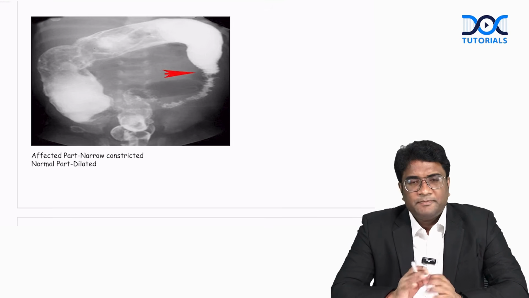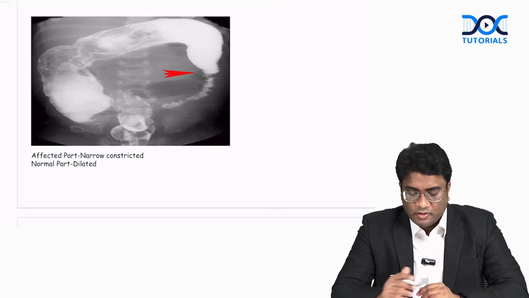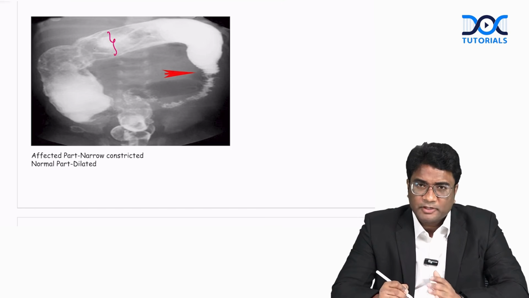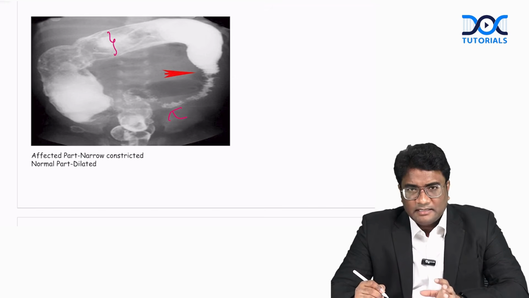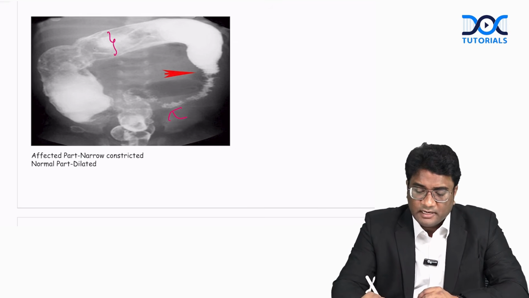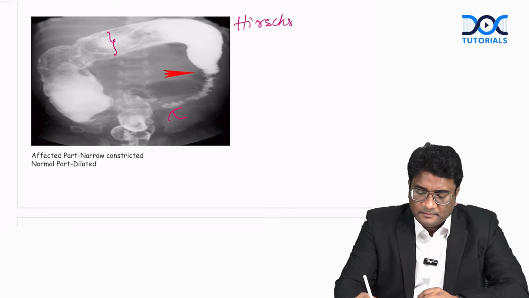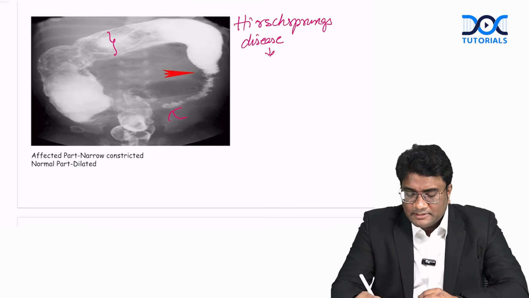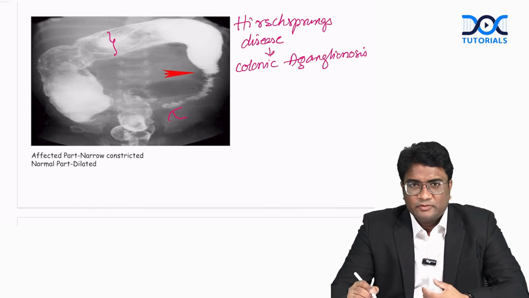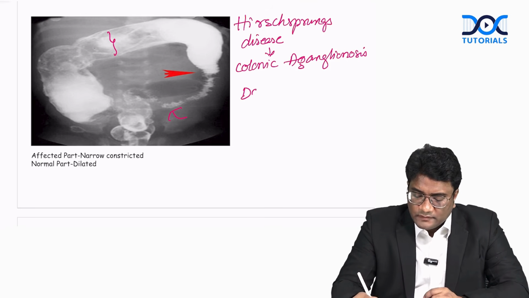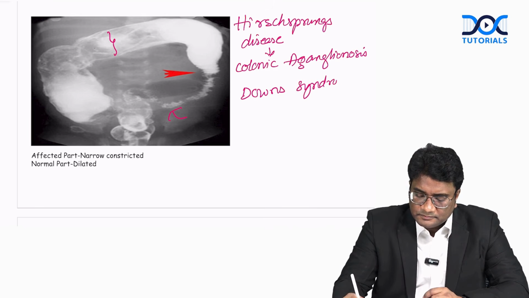Now, look at this barium enema image. What do you see on this image? You can see there is a dilated proximal large bowel and a constricted distal bowel. When you see a dilated proximal part and a constricted distal part in a newborn who has inability to pass meconium, think of Hirschsprung's disease. Hirschsprung's disease is basically colonic aganglionosis. It is due to failure of migration of neural crest cells to the rectum, and this is commonly associated with Down syndrome.